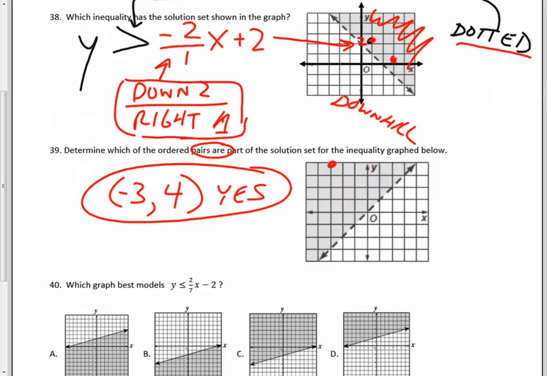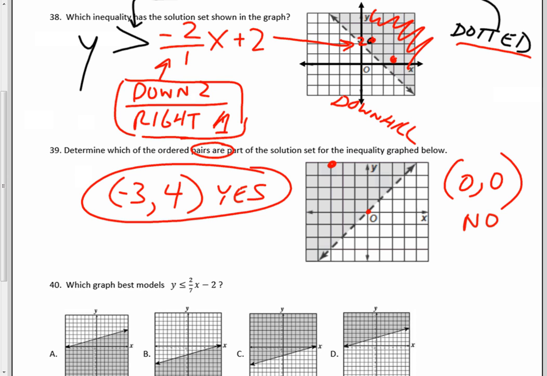You'll have a bunch of points that you have to choose from. How about, let's see, how about 0, 0? Is 0, 0 part of the solution? No. Yes, it's the origin. It's on the line, but what kind of line is it? Dotted. If it's a dotted line, it's not part of the solution.